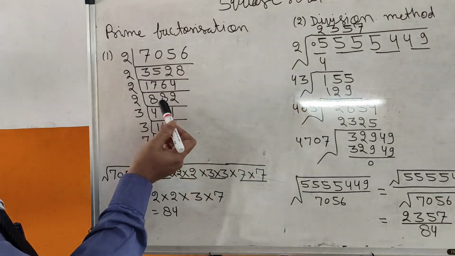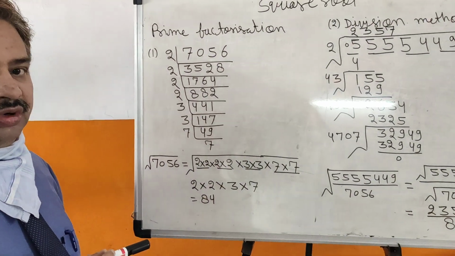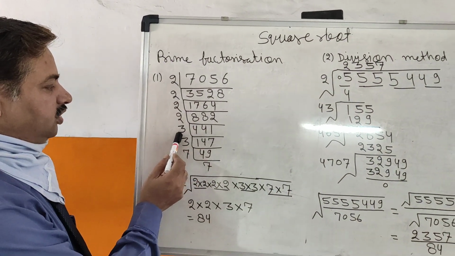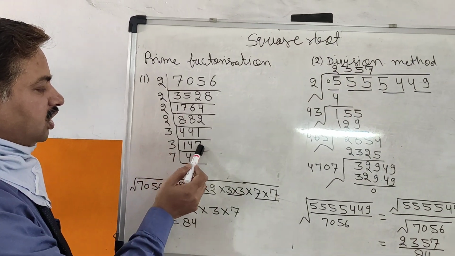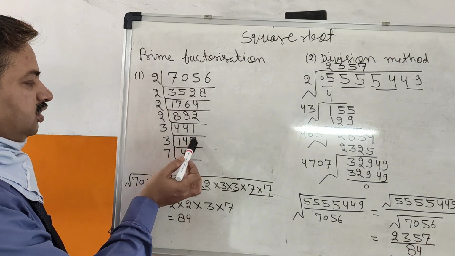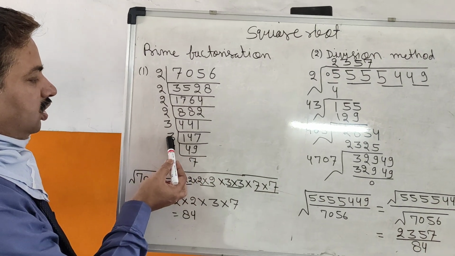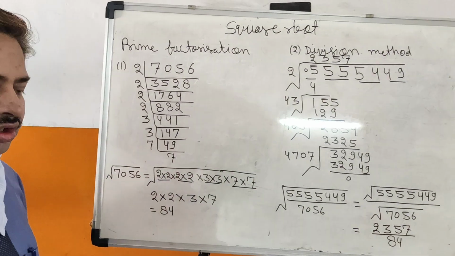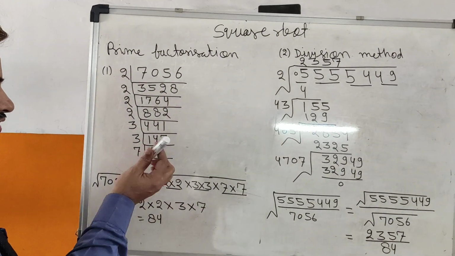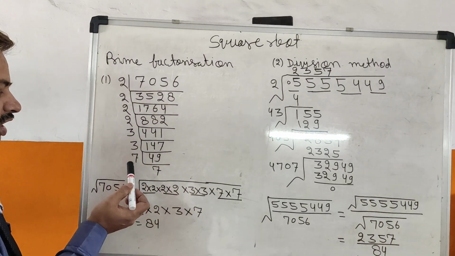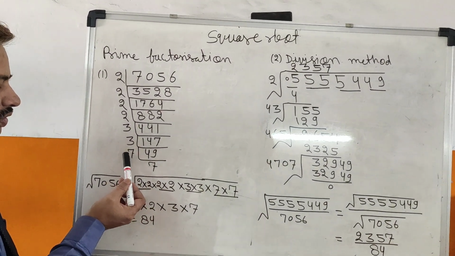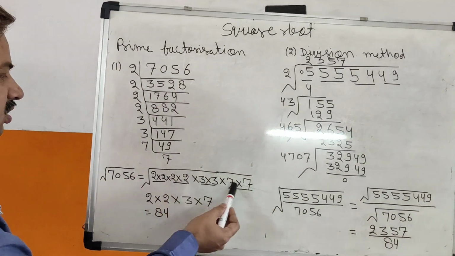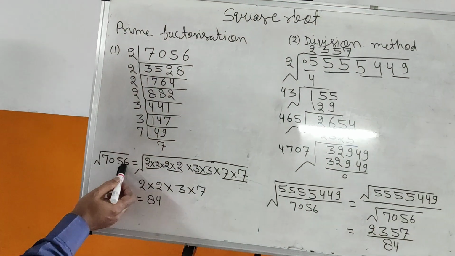Now 441 is not divisible by 2, so we will divide by 3. By dividing by 3, 147 will come. Again it is divisible by 3, so we divide by 3, and 49 will come. Now it is not divisible by 3, and not divisible by 5 also. The next prime number is 7, so we divide by 7, 7 7s are 49. So these are the factors of 7056.